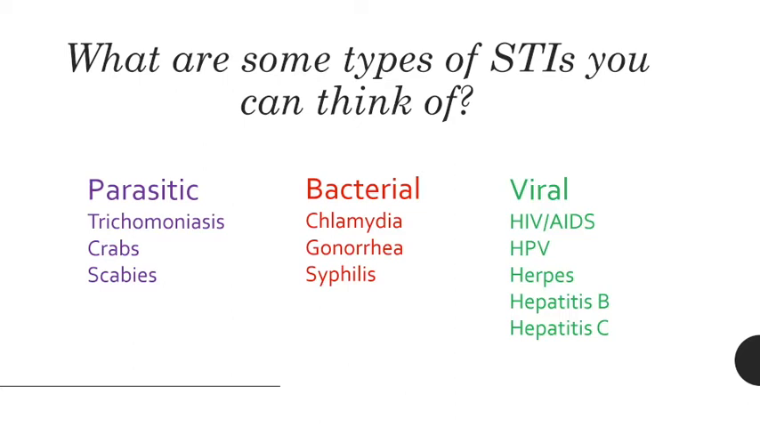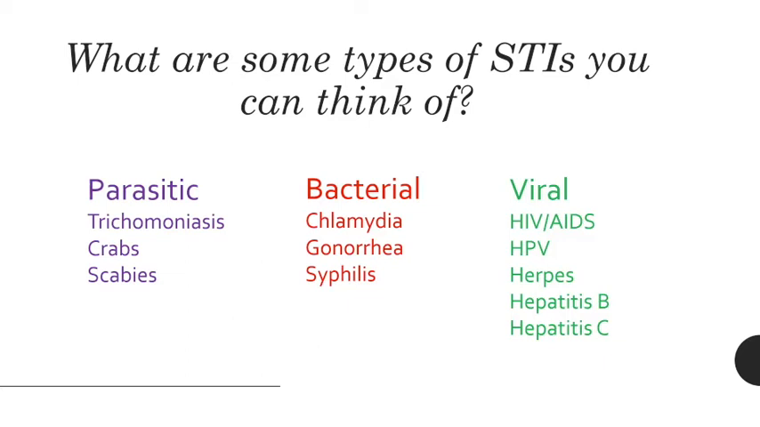Then you'll see bacterial STIs in red. These are caused by a bacteria. These include things like chlamydia, gonorrhea, and syphilis. And lastly, you'll see the viral STIs in green. These are caused by a virus, and they include things such as HIV, which stands for human immunodeficiency virus, HPV, which stands for human papillomavirus, herpes, and hepatitis C.